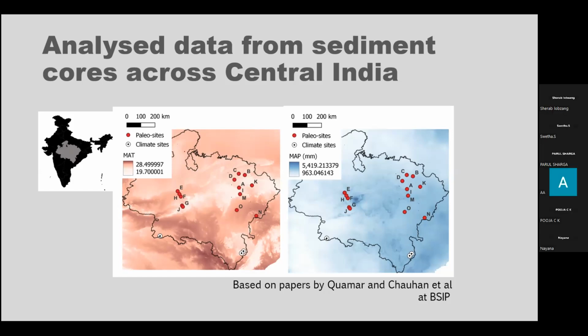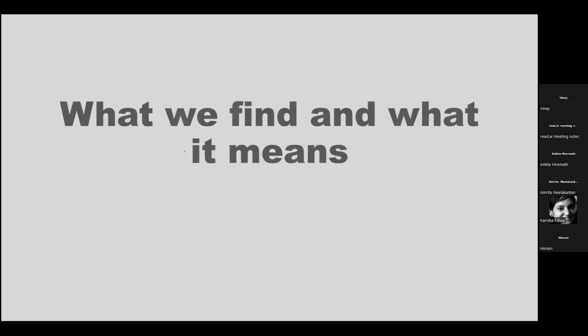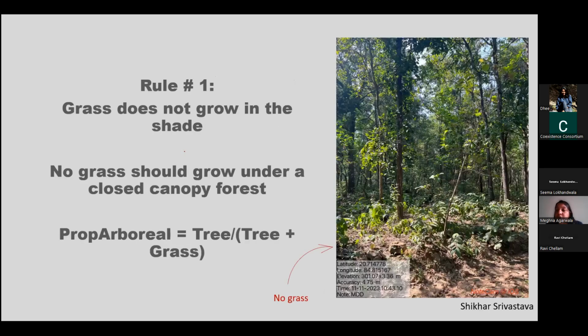And so we collated all this data to try and understand the history of central India with respect to tree cover. So what do we find, and what does it mean? One really simple rule to analyze this is that grass does not grow in the shade. So if you have a closed canopy tree, like for example in this system you have a closed canopy sal stand, there's no grass growing under it.